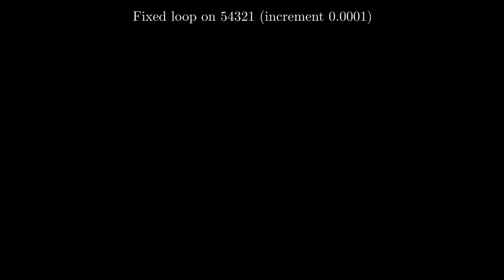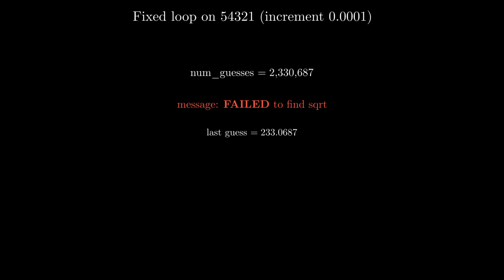Run the fixed code on 54,321 with the increment still at 0.0001. This time it ends. It makes about 2.3 million guesses, and then prints that it failed to find the square root. That is exactly right because we already knew this increment would overshoot the band. The loop ran until guess squared finally exceeded x, then stopped and admitted defeat. We also print the last guess and its square in case the user wants them.